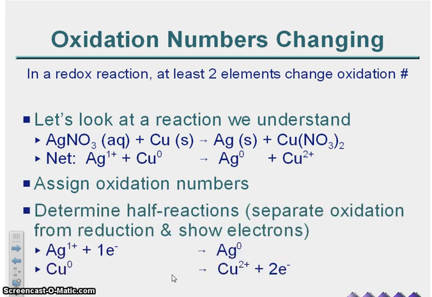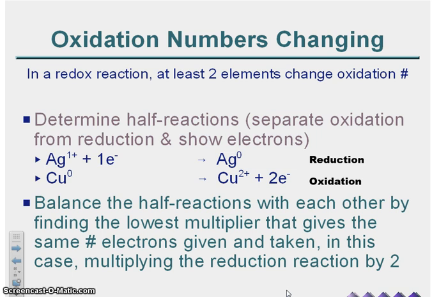Now we determine half reactions. The half reactions are separate oxidation and reduction reactions. We separate the oxidation from the reduction and we put electrons where they go. For oxidation, they're going to go on the right as a product, and for reduction, they're going to go on the left as a reactant. And so we can see the Ag +1, you add an electron to form Ag0. See how these charges balance off, +1, -1. The copper metal is oxidized to copper 2+, giving away 2 electrons.